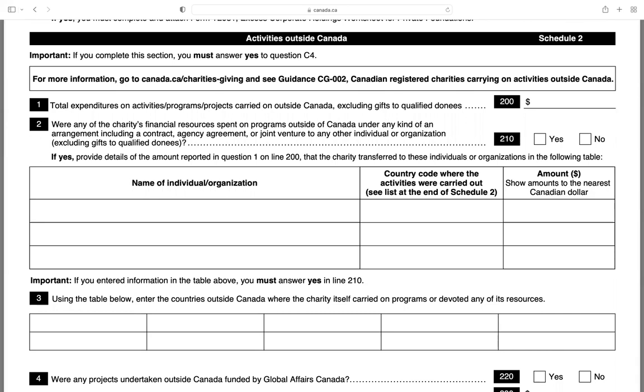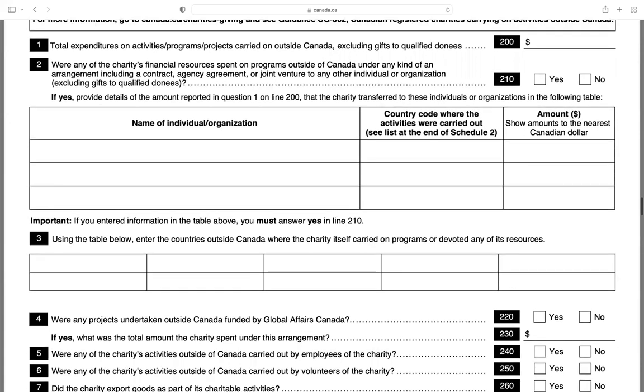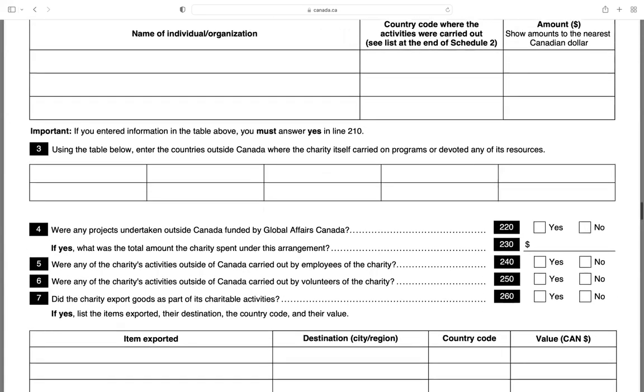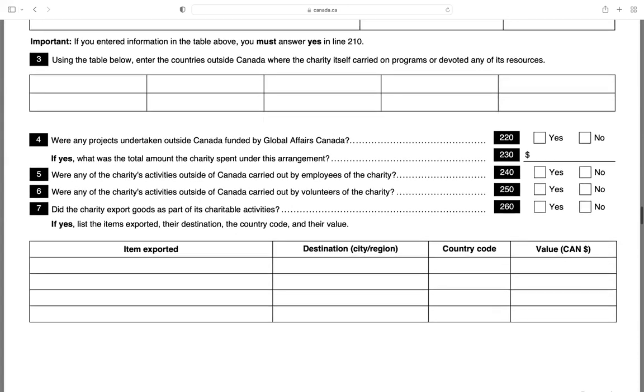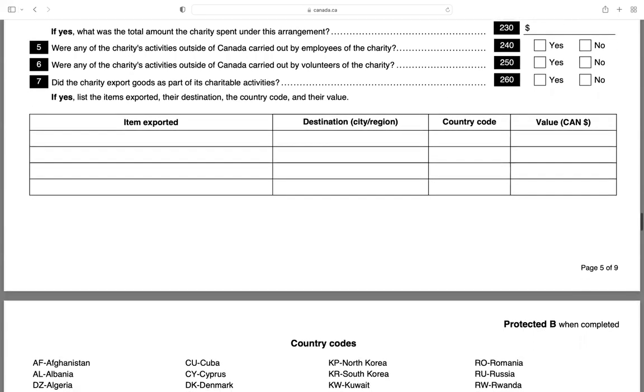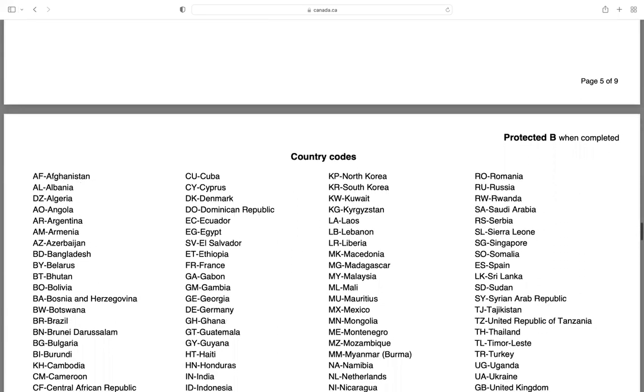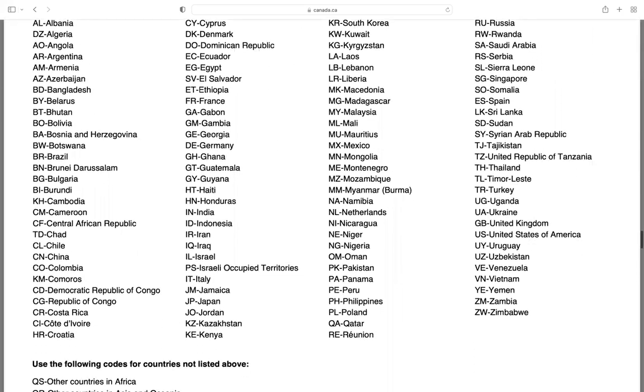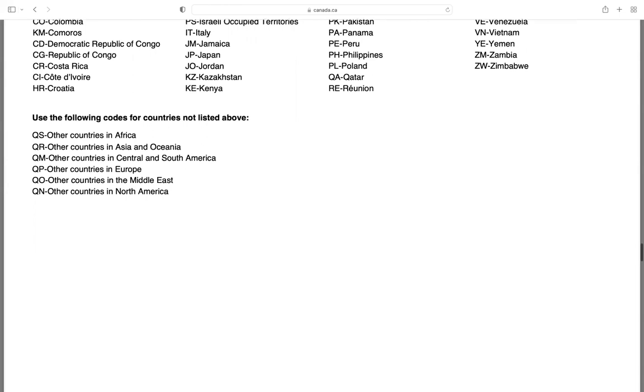So you have to put in the total expenditure on activity, excluding gifts to qualified donees, or where any of the charity's financial resources were spent on programs outside of Canada. Then you have to use the table below to enter the country outside Canada where the charity carried out the program, where any project was undertaken, and where any charity activities took place outside of Canada. And these are the country codes that you have to use for countries outside Canada.